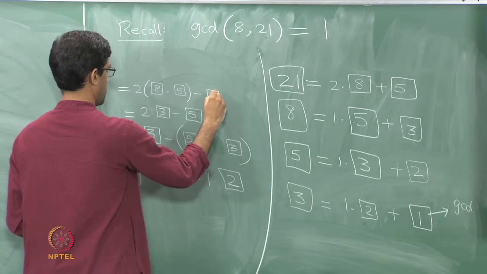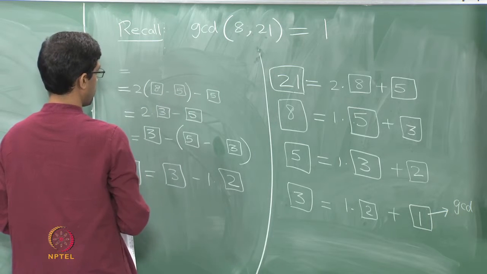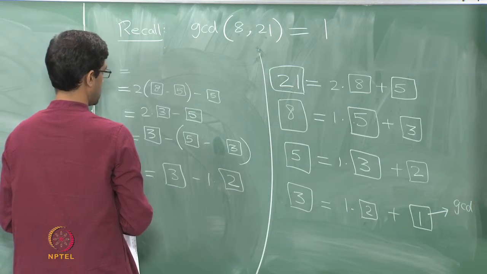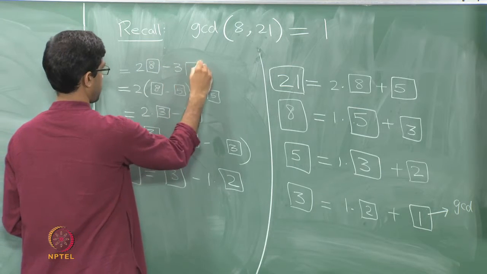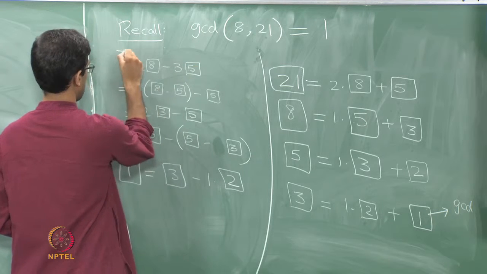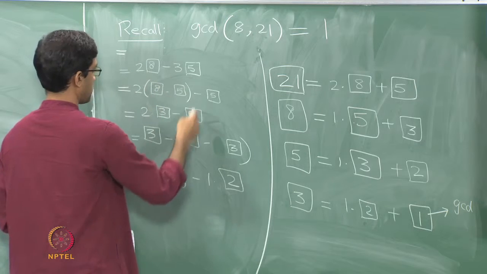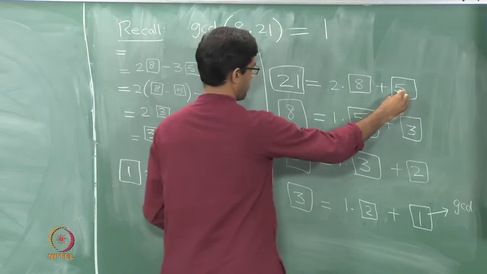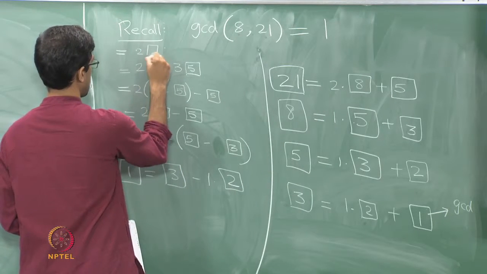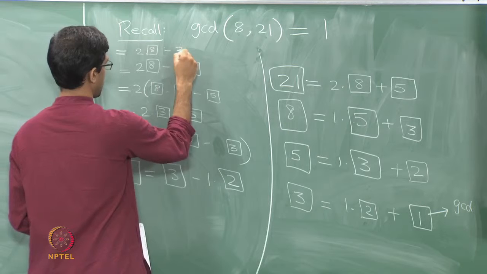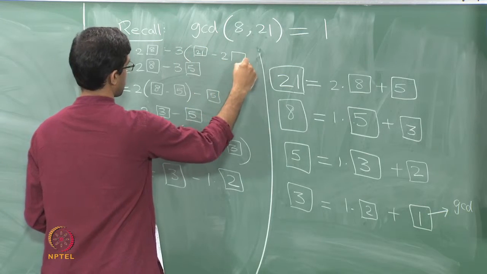minus 5. So let's simplify. It's 2 into 8 minus 2 into 3 into 5. So it's 2 times 8 minus 3 times 5. Okay. So last step, I will replace the 8 and the 5 by the 8 and the 21. In other words, I will write the 5 as 21 minus 2 times 8. So let's do that. It's 2 times 8 minus 3 times 5 becomes 21 minus 2 times 8.